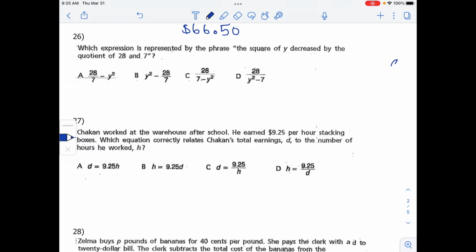So let's go through the tips we learned in class. We're going to put this in order. We're going to translate in order as we see it. So the square of y means y squared. Right? Decreased by is a subtraction word. It is not a reversal. So we're going to keep it in order. And then it says the quotient of 28 and 7. So I want to put the division sign between the 28 and 7. Right? We can rewrite that in fraction form as 28 over 7. So there's our expression, y squared minus 28 over 7. That's choice B.